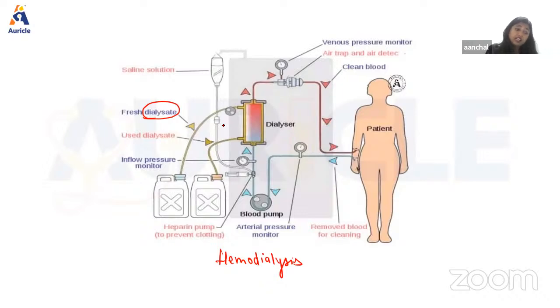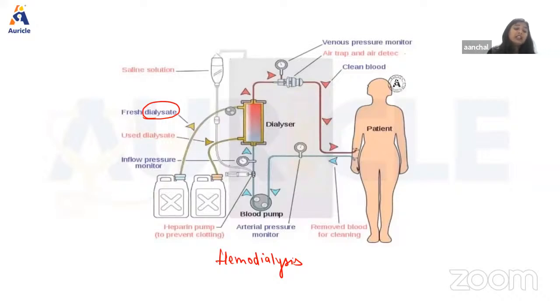So urea, creatinine, phosphate, and other unwanted substances from the blood pass to the dialysate by concentration gradient. The essential substances required by the body diffuse from dialysate into blood, and almost all the substances except plasma protein are exchanged between the blood and dialysate through the cellophane membrane. So this is the function of the cellophane membrane.